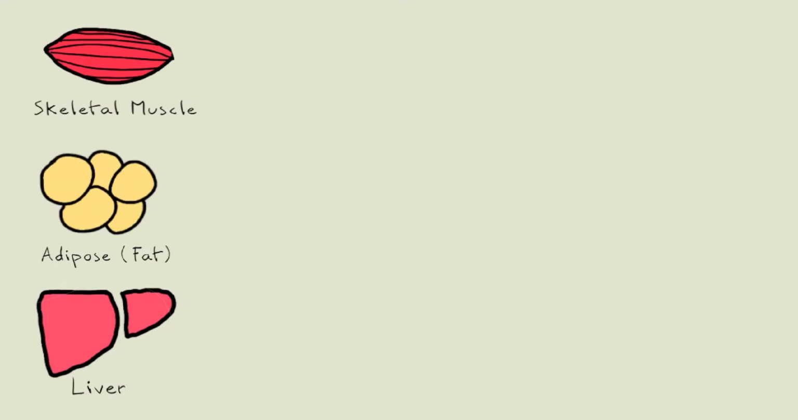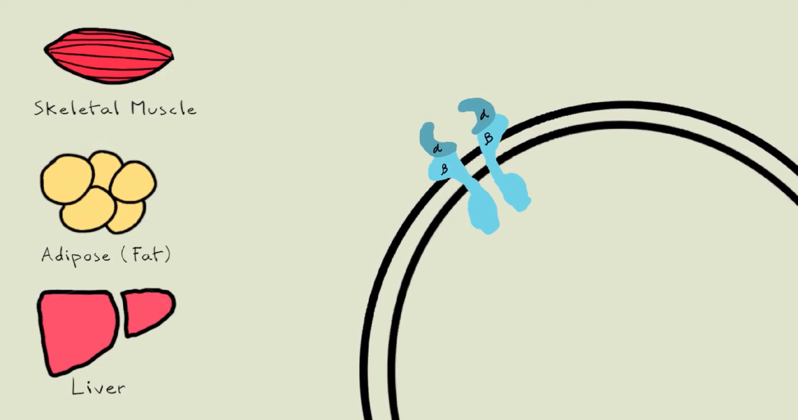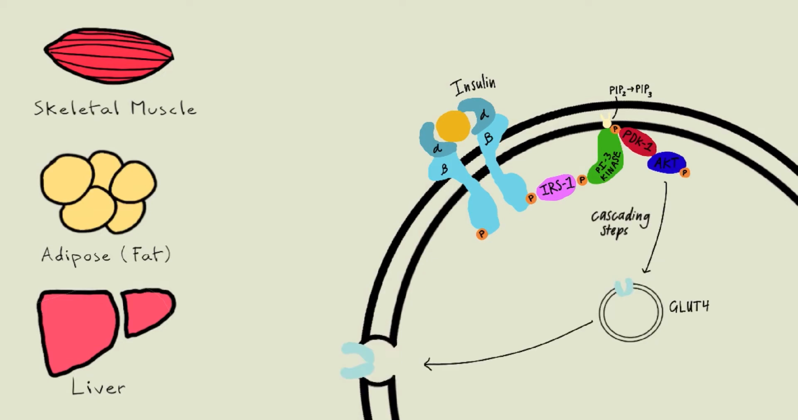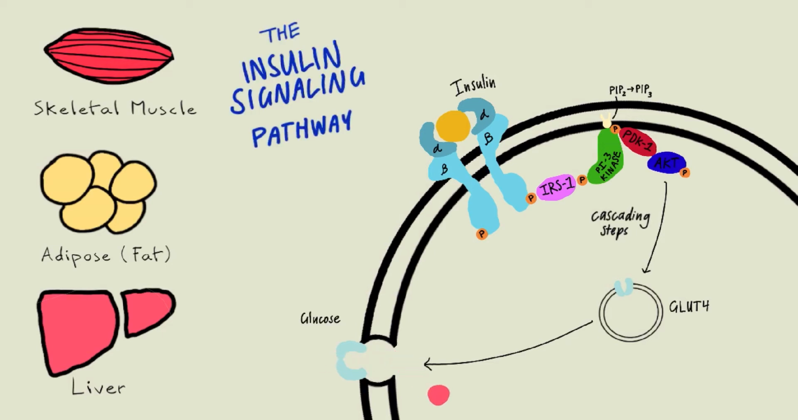Insulin targets cells such as skeletal muscle cells, adipose cells, and liver cells. They then bind to an insulin receptor on the plasma membrane of these cells. The interaction between the insulin and the insulin receptor triggers a sequence of events to occur inside of the cell that ultimately increases the cell's uptake of glucose while also promoting energy storage in the cell. This overall process is called the insulin signaling pathway.